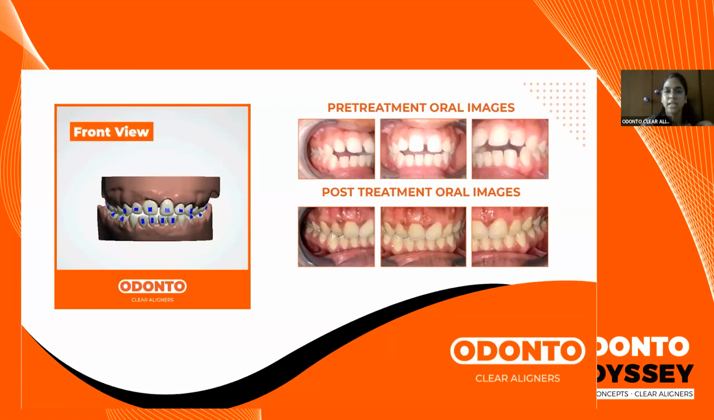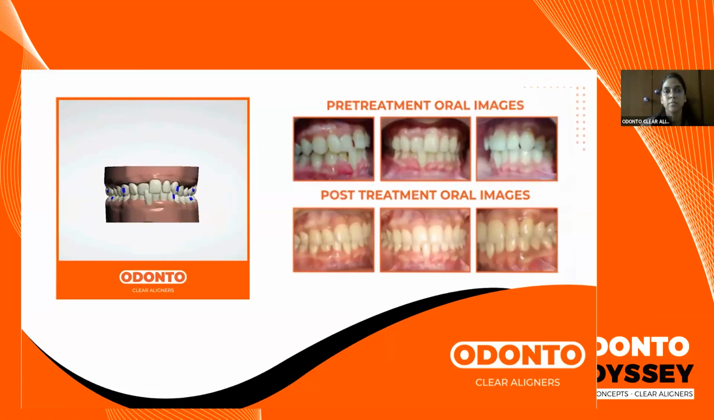Okay, so we move on to another mild category case. Now, this is a mild category case because there's just one single tooth crossbite in the anterior. There we have a blocked out central incisor, and there is a lower central incisor which is in crossbite. So how do we progress with such a case?